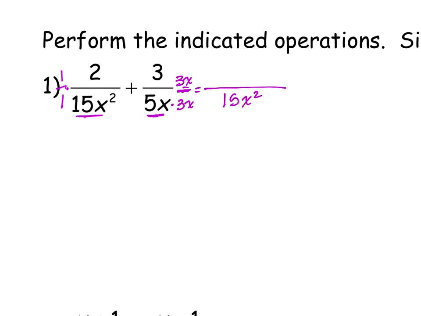Okay. So then I get 1 times 2 is 2, plus 3 times 3x is 9x. And I can't simplify that because none of the terms can be reduced by the same number. Okay, so that's it. I'm done with that one. Finished.